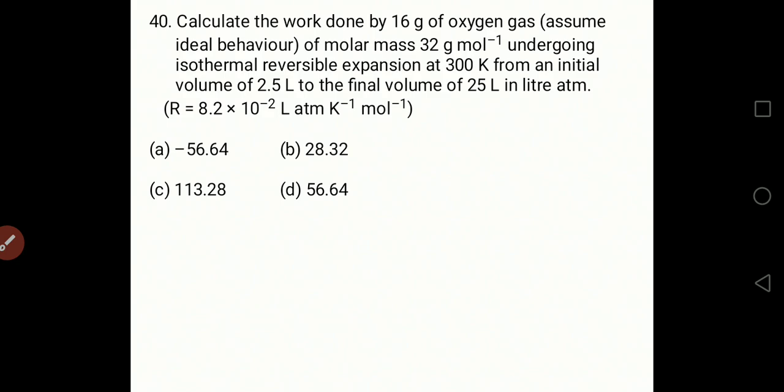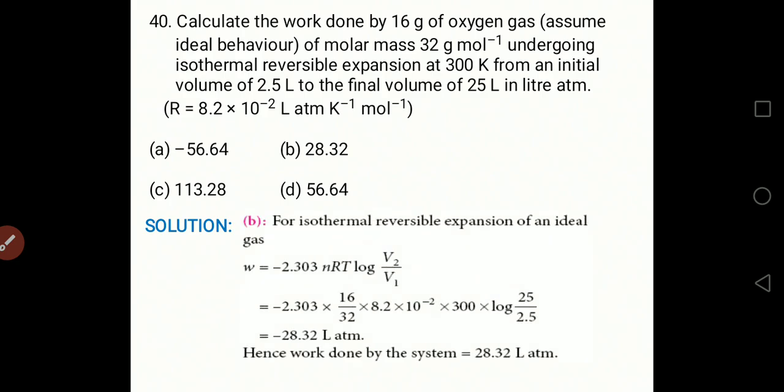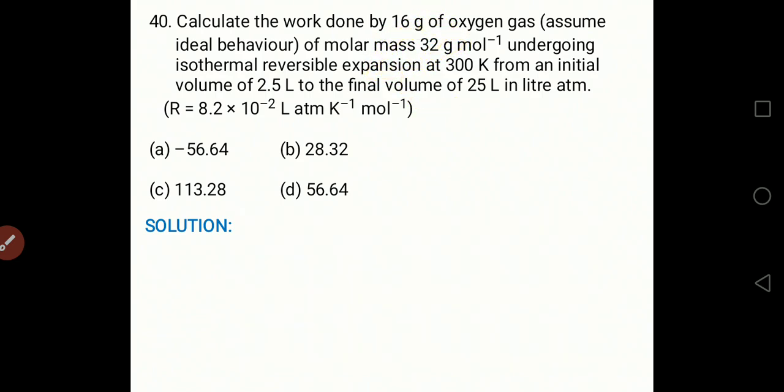40th, calculate the work done by 16 gram of oxygen gas of molecular mass 32 gram undergoing isothermal reversible expansion. So for isothermal reversible expansion, volume is given, so W is equal to minus 2.303 nRT log V2 by V1. So you have to use that formula. If you write the formula and substitute, see here n is not given directly. For that what you have to do, mass by molecular mass. Mass is 16, molecular mass is 32, hence you are going to get the answer, remember.